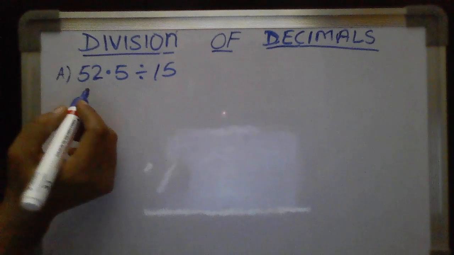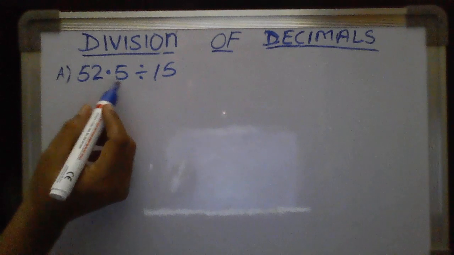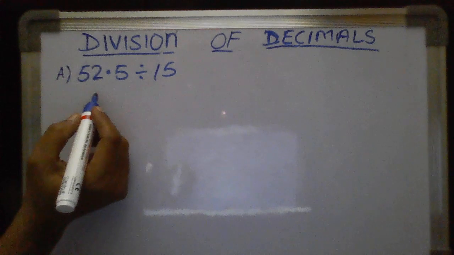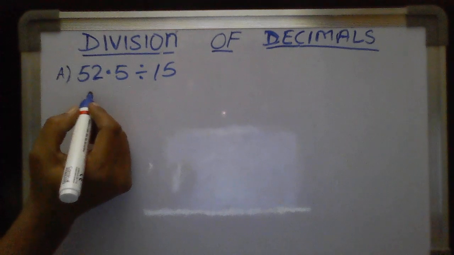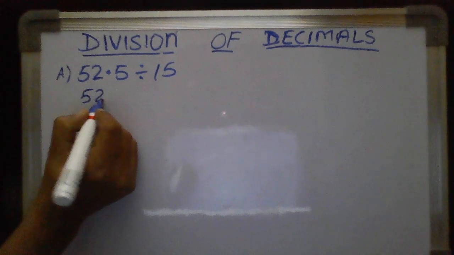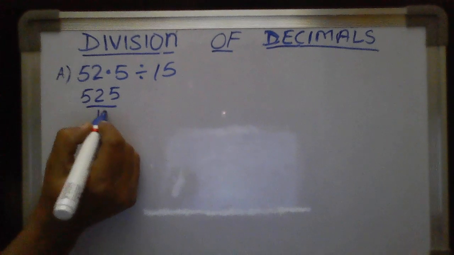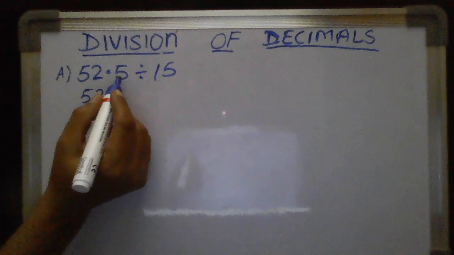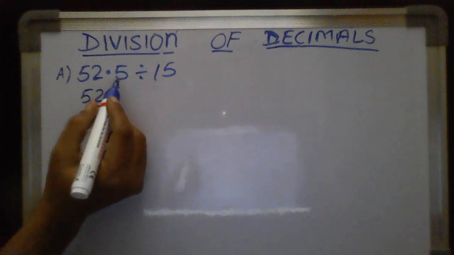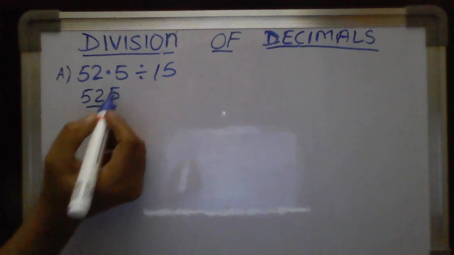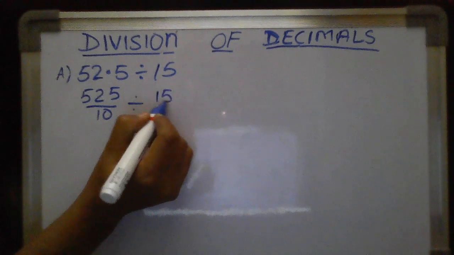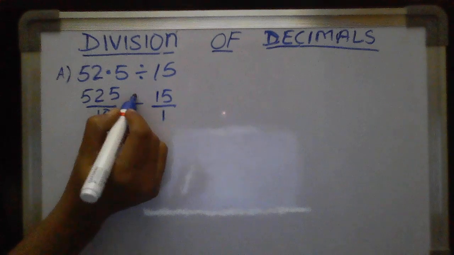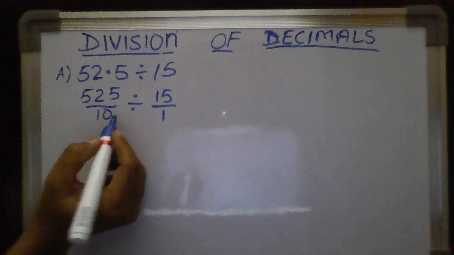Now let's start with an example here. 52.5 divided by 15. In grade 5 you already learned how to convert the decimals to fraction. So 52.5 becomes 525 by 10, because after the decimal point you have one decimal place value, or also you can say that 5 is in the tenth place here. So it is 525 by 10 divided by 15. 15 is a whole number here, so I'll write it as 15 by 1.